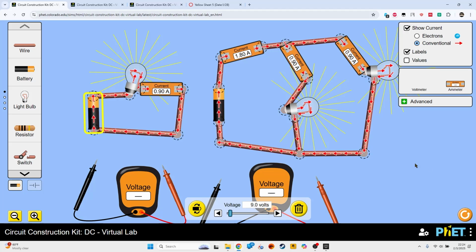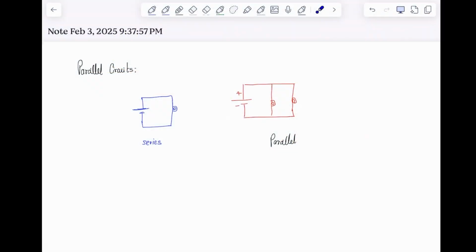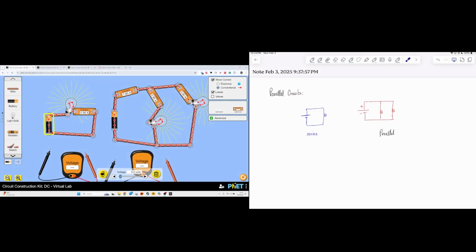So this is a case of a simple circuit, or series circuit, where a bulb is powered by a battery. One thing is pretty clear: in the wire, the current is the same. The current that is here is the same as the current that you see in the series circuit.